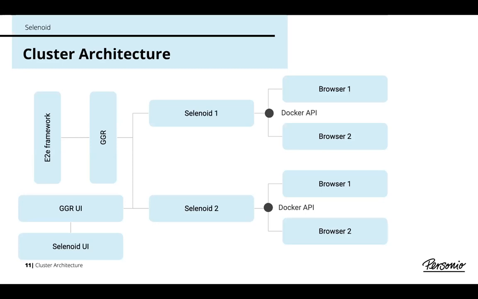Also here we have the GGR UI that, let's put it like, is a separate service that allows running the Selenoid UI as a separate service. So Selenoid goes back with the data to both GGR and GGR UI, and GGR UI goes to the Selenoid UI and makes it possible for you to see the live execution of the tests.